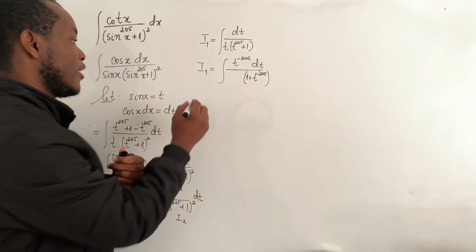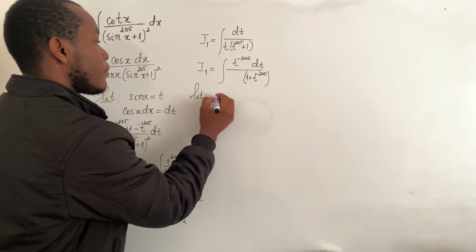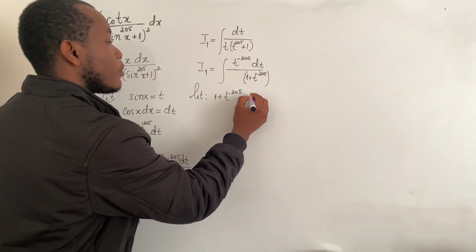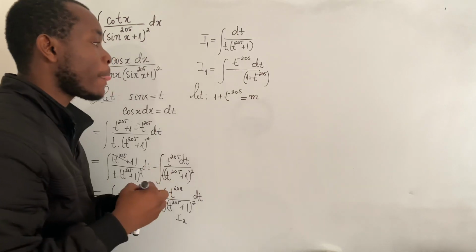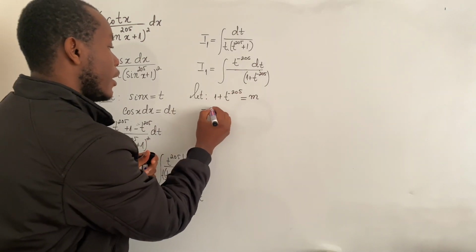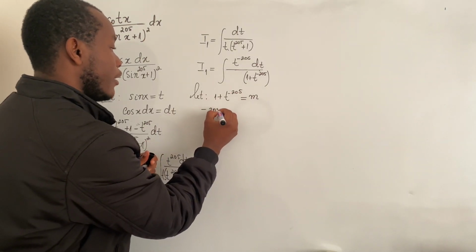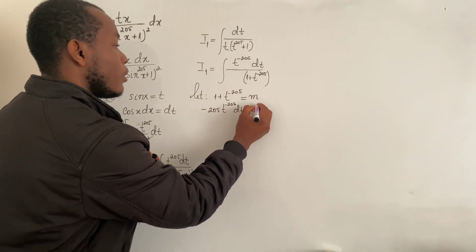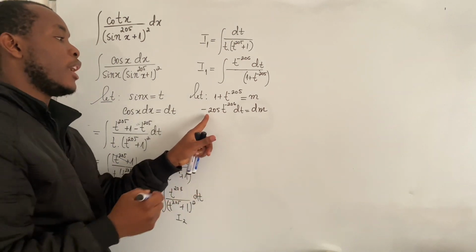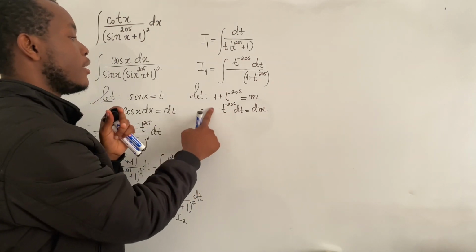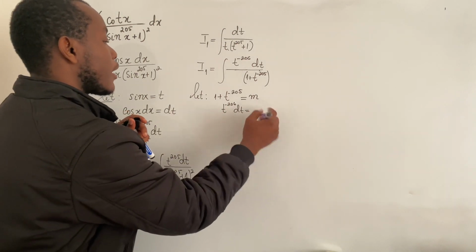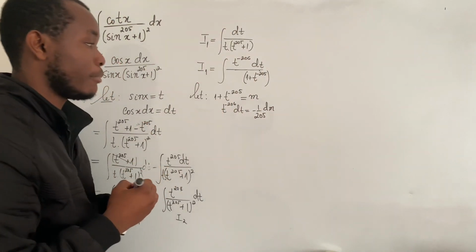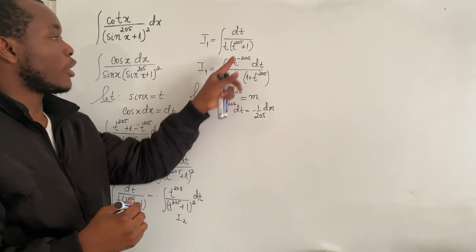So why not let 1 plus t to the power minus 205 be equal to, for example, m. Okay, derivative: we have minus 205 t to the power minus 206 dt equal to dm. If we isolate this expression, then this negative 205 can come to this side, dm. Right, because this expression we have on top.